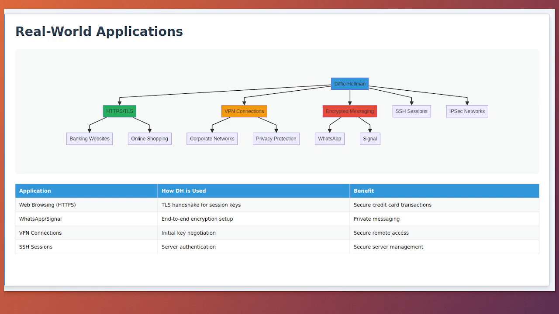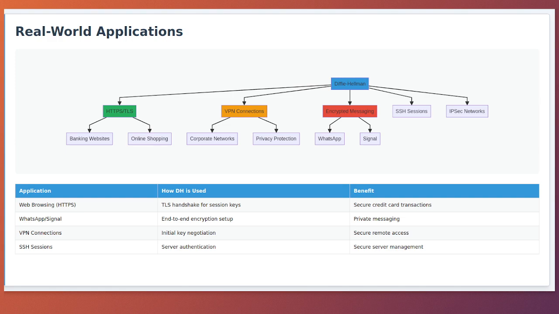Virtual private networks, or VPNs. When you connect to a VPN to secure your internet connection or access your company's network from home, Diffie-Hellman often handles the initial key exchange. It allows your device and the VPN server to agree on encryption keys without ever transmitting them directly.